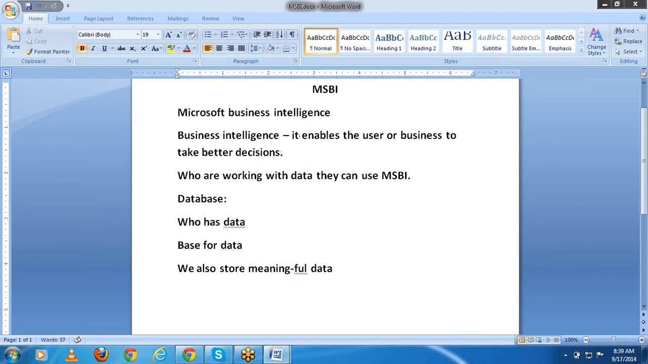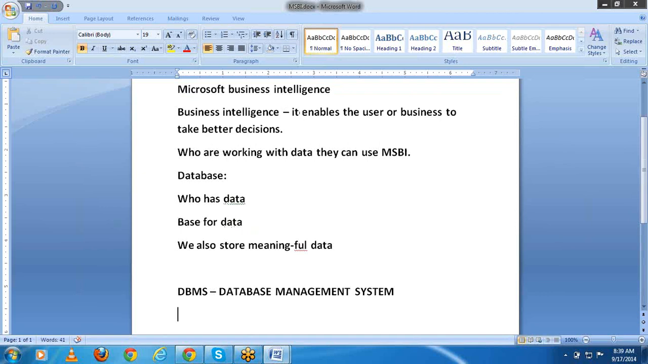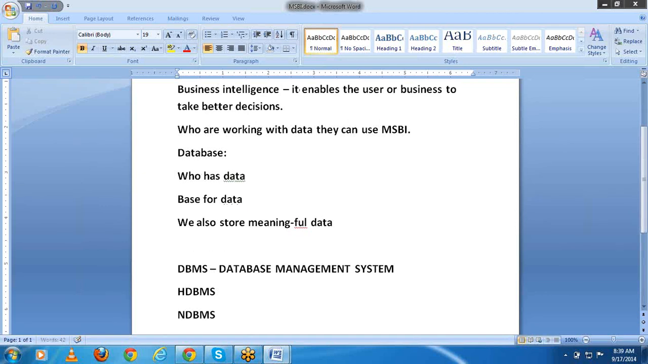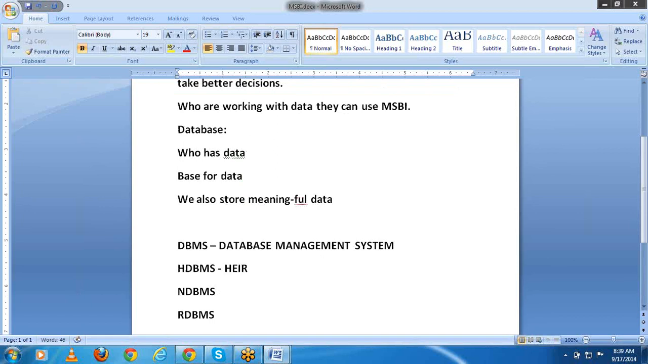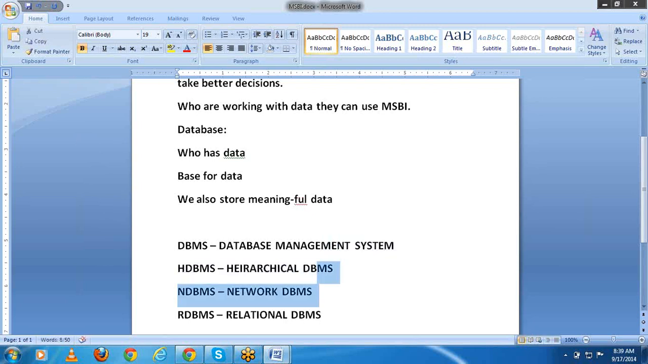And we have RDBMS, or what are the types, how to maintain a database. We have a database, but the software to maintain a database is the database management system. There are three types of database management systems. One is HDBMS, NDBMS, RDBMS. HDBMS is called Hierarchical Database Management System, this is called Network Database Management System, and this is called Relational Database Management System. These two are outdated. HDBMS and NDBMS are outdated softwares, outdated methods.